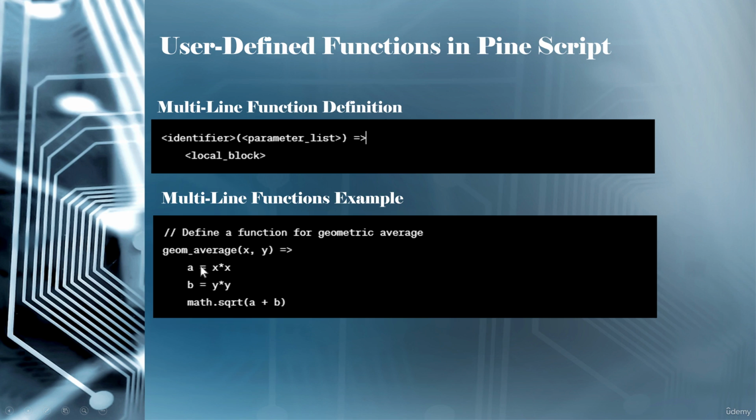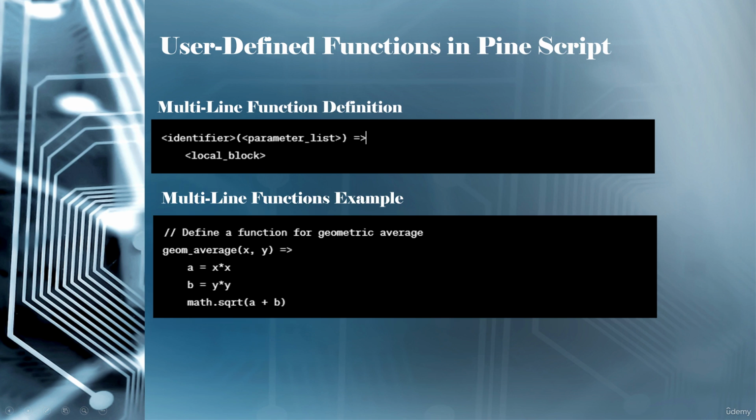For example, this is an example where we define the function geom_average with two parameters, x and y. The function has 3 lines. Each line is indented from the left, and the last line in the function is always the function's output. This function calculates the geometric average of two values, and this is an example of how to define a multi-line function.